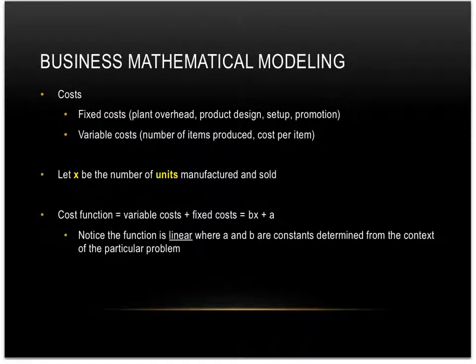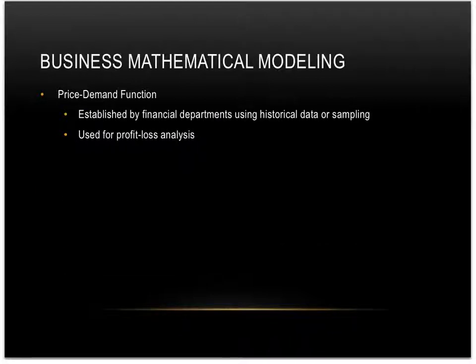If I let X be the number of units manufactured and sold, then we could come up with a cost function that would be our variable cost plus our fixed cost. As you can see, this is linear. This is my y equals mx plus b, just using different letters, where these are simply the constants for our fixed cost and our variable cost, depending on the context of the particular problem. Then we have price demand functions, which are typically established by financial departments, again using historical data. They're used for profit and loss analysis.